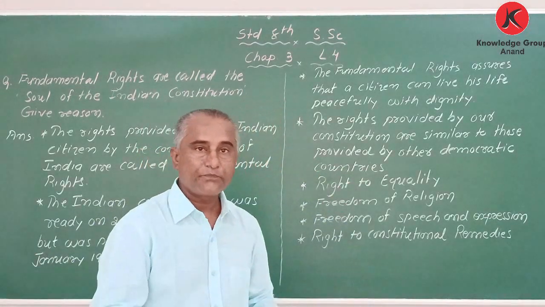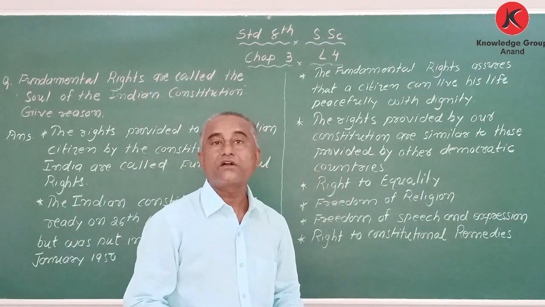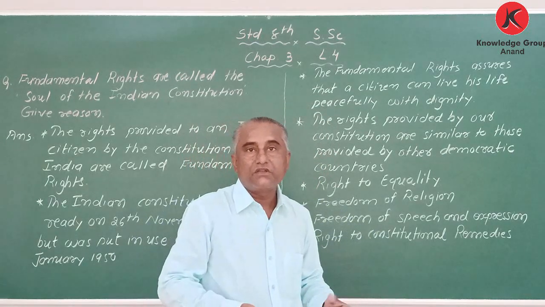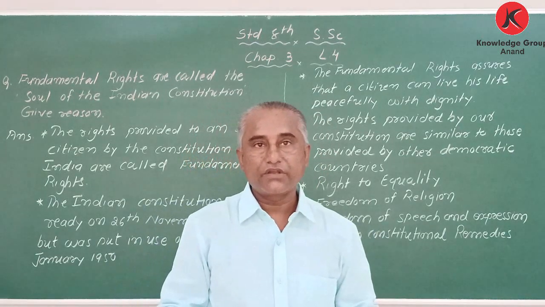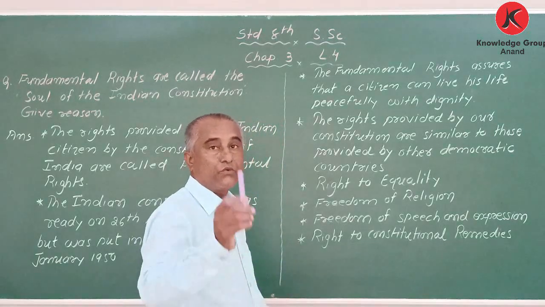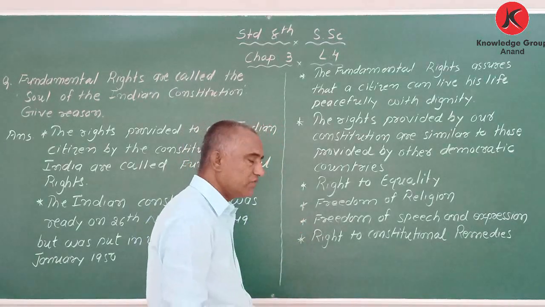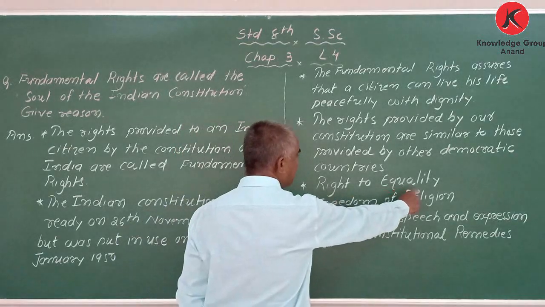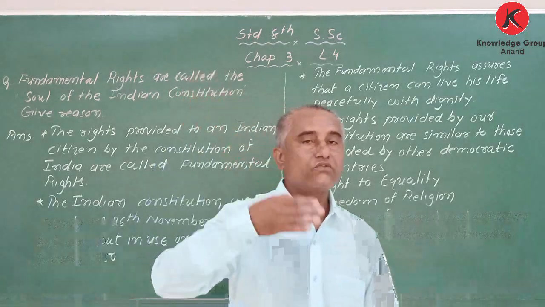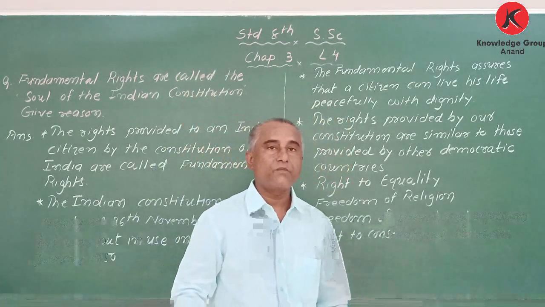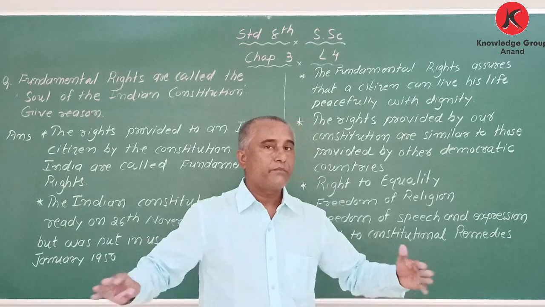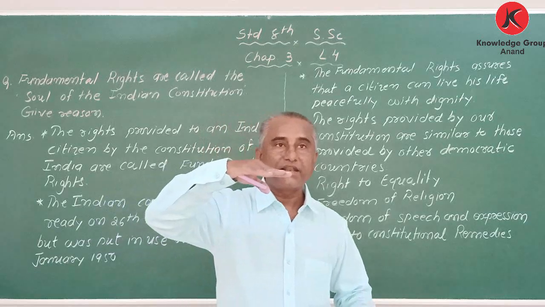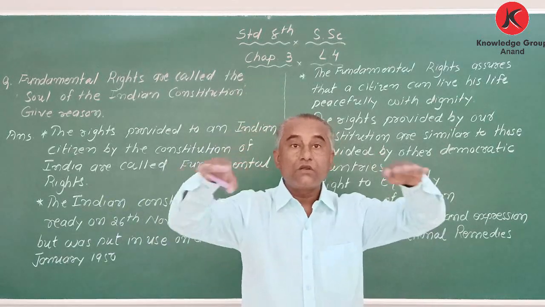My dear student, we know each and every democratic country has a Constitution. If there is no constitution, we cannot say it's a democratic country. And which are the fundamental rights? Here I have written only 4. There are 6, but here I have written 4. Right to equality means no one is higher, no one is lower. When we consider gender, male and female, both are equal. We cannot say male is higher and female is lower. No, my dear student, all are equal.